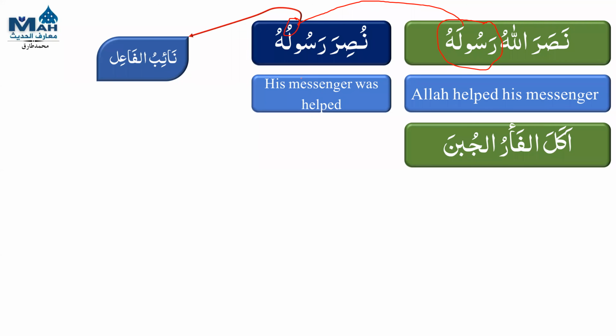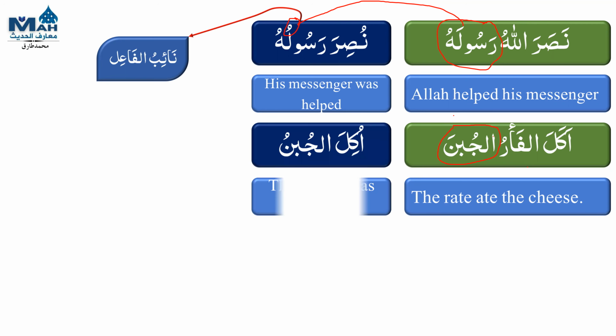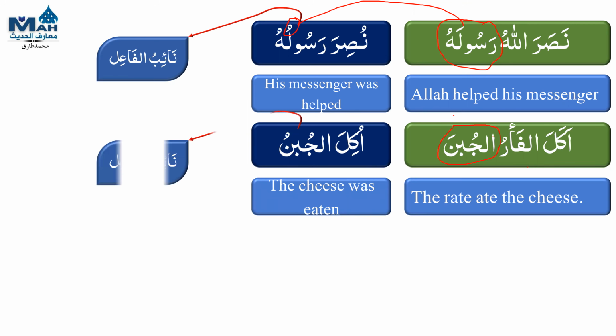Sir, jubna, sir. Cheese. Bite. Yes, sir, cheese. Okay. The rat ate the cheese. Yes, Modi ate the cheese, right? I think the sentence is right. Okay, akalal farul jubna. The rat ate the cheese. Now make this majhul. Ukilal jubnu. The cheese was eaten. Yes, sir.